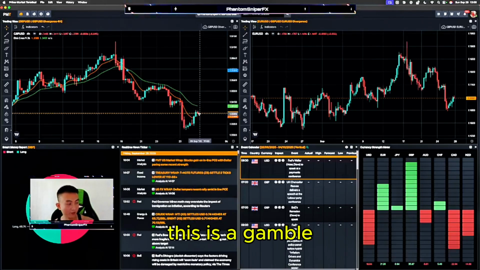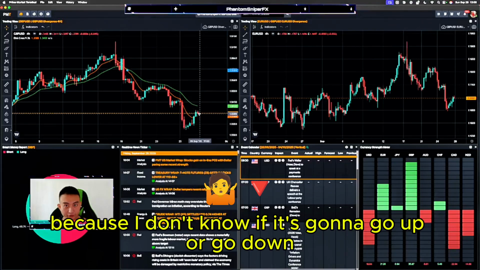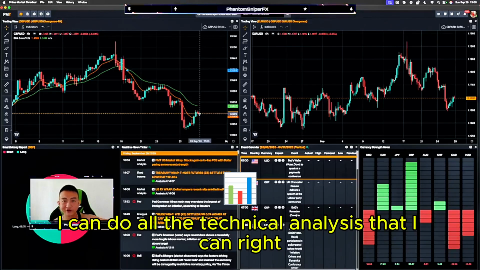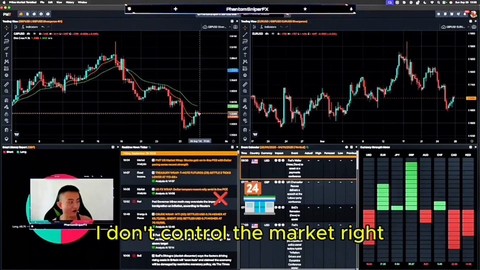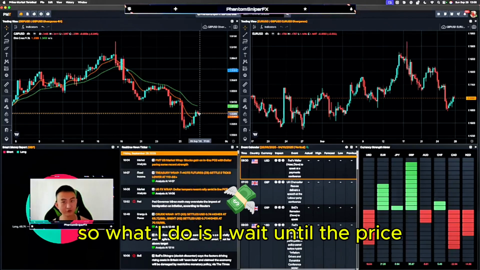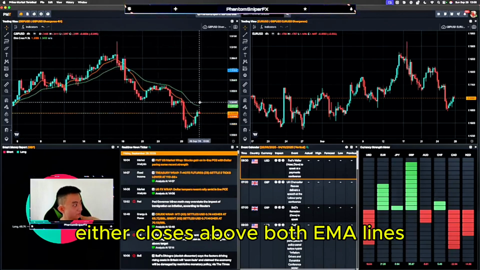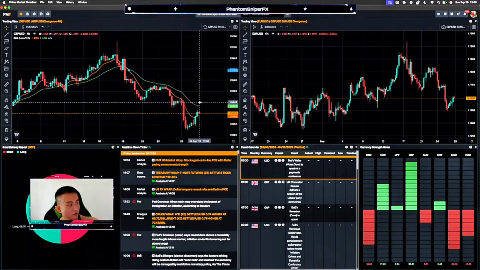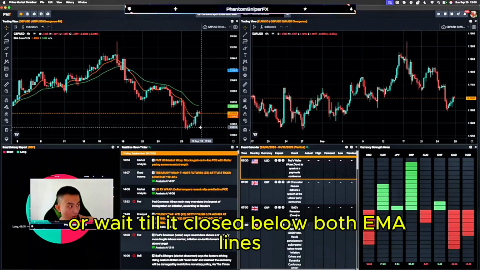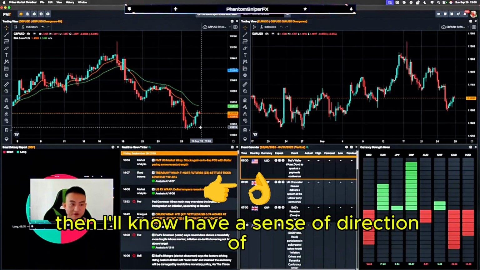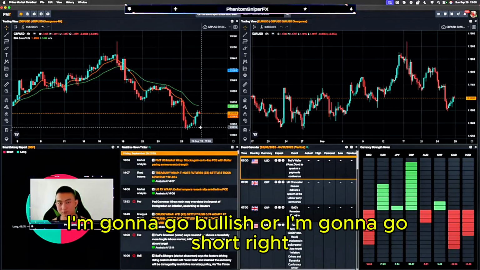To me, this is a gamble because I don't know if it's gonna go up or go down, right? I can do all the technical analysis that I can, but at the end of the day, I don't control the market, right? So what I do is I wait until the price either closes above both EMA lines or closes below both EMA lines. Then I have a sense of direction of whether I'm gonna go bullish or go short, right?